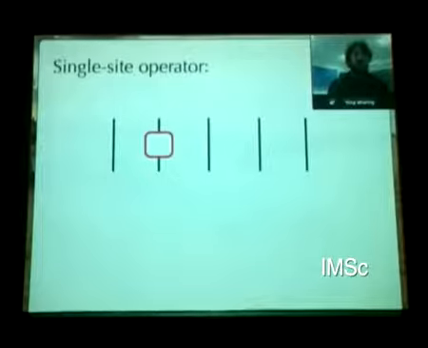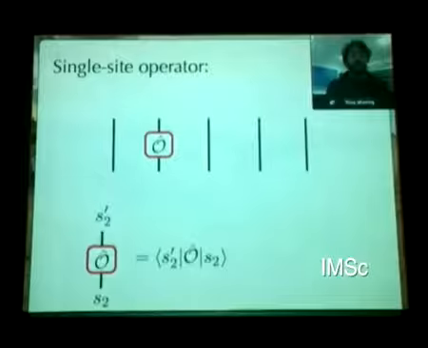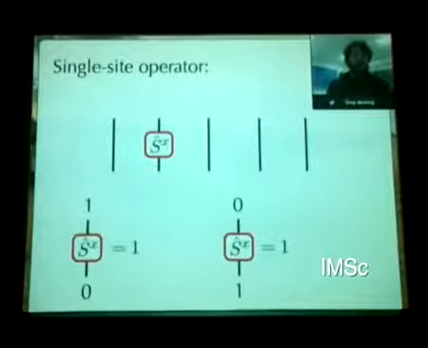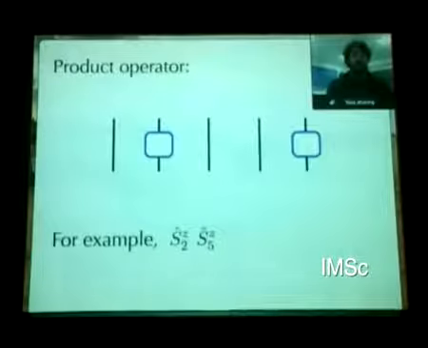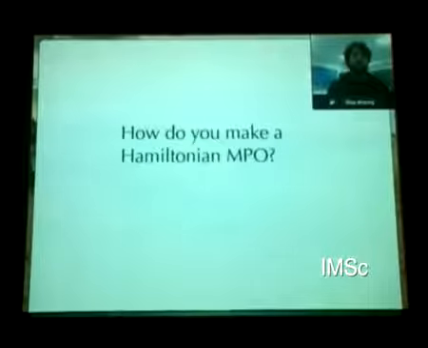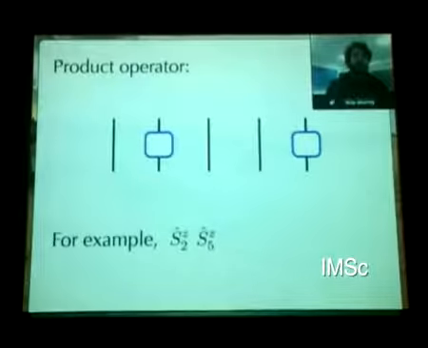Now a less trivial example is to have a matrix product operator that represents an operator living on a single site. This operator on site 2 is just the matrix elements of some operator that you want to act on site 2. If we take a specific example, we could pick this to be Sx, and then this tensor would have these values: if you set 1 and 0, or 0 and 1, you get 1, otherwise you get 0. That's all these tensors are saying. And then you can make even more interesting types of MPOs, which is to make a product of operators. Let me show you how you can combine them now to make an MPO.